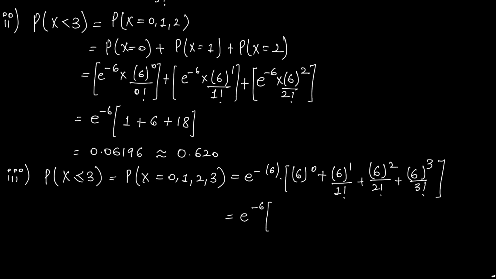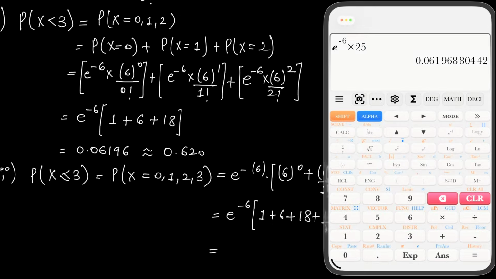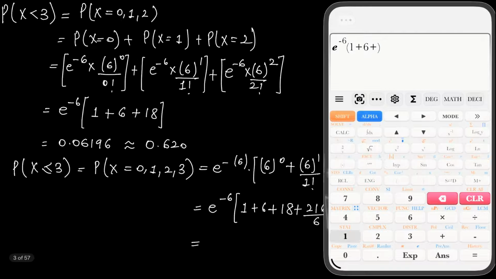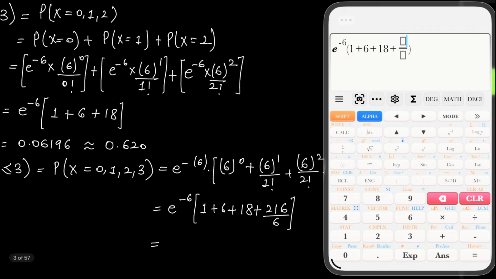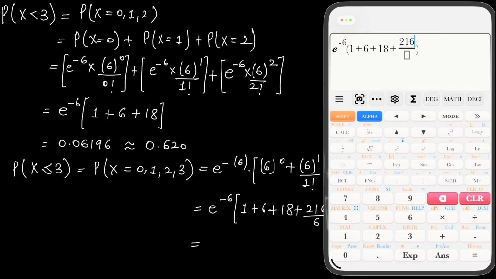E raised to the power minus 6. This is going to be 1 plus 6 plus 18, and now 6 raised to the power 3 is 216, and 3 factorial is 6. Now we can use calculator to find out the answer. So e raised to the power minus 6 kept as it is. Let's use bracket. This is 1 plus 6 plus 18 plus 216. Let's write it as 6 raised to the power 3 directly so that we can have correct answers, and then denominator is going to be 3 factorial, that is 6. So we are getting final answer as 0.151.